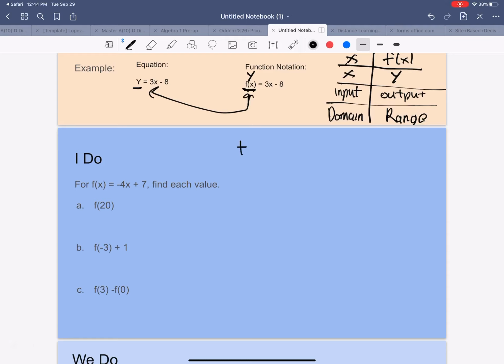we have f of x is equal to negative 4x plus 7. Now, if you notice, it says find each value because we're about to evaluate f of 20. And so I'm going to use that. And so I'm going to color code it at this point now.